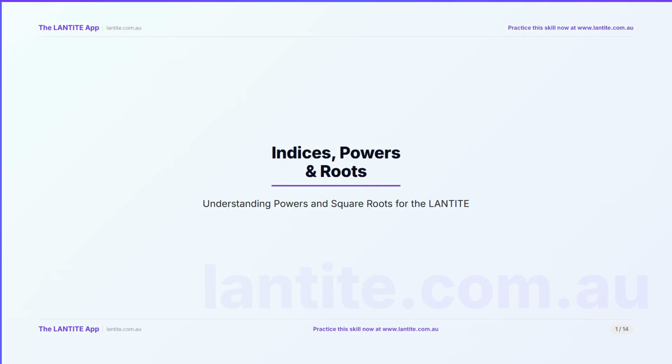Welcome to this lesson on indices, powers, and roots. These concepts are fundamental to numeracy and appear frequently in the LANTITE. You'll learn what indices mean, how to calculate with powers, and how to work with square roots. By the end of this lesson, you'll be confident handling questions involving powers and roots.